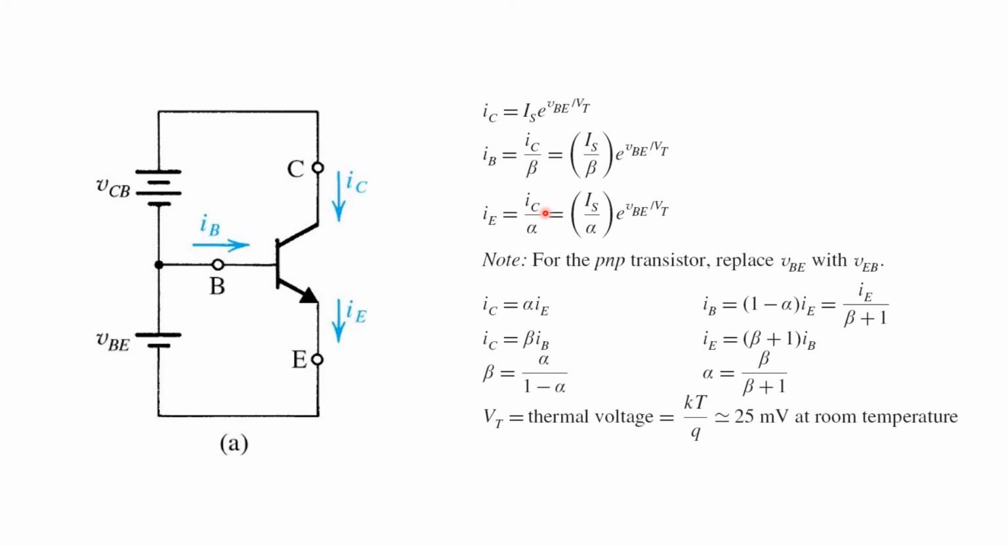Alpha is another way of expressing the current gain. It's the fraction of emitter current that's carried by the collector. So it's a value very, very close to 1. For example, for a beta of 100, alpha would be approximately 0.99.